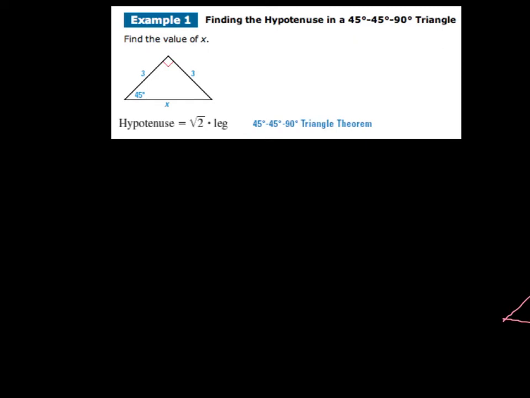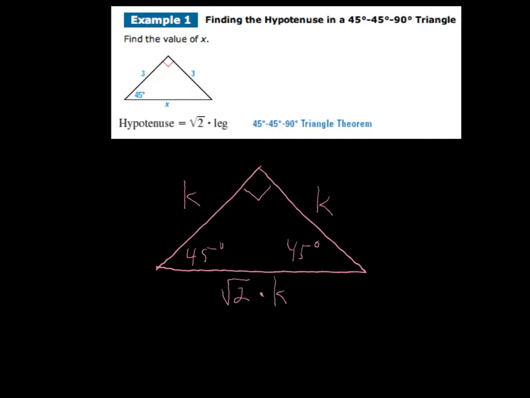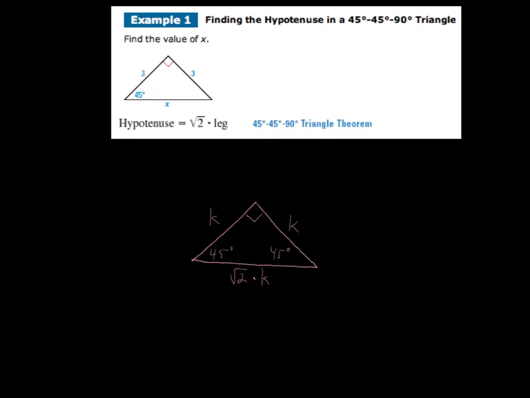I've taken the liberty to bring a copy along from the other slide onto this slide. Now, instead of labeling the sides x, x, and radical 2x, I've labeled them with k's because our example at this moment uses x. So I'm just going to shrink this down and slide it right up next to our example.